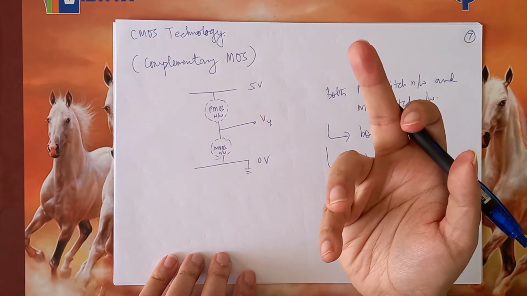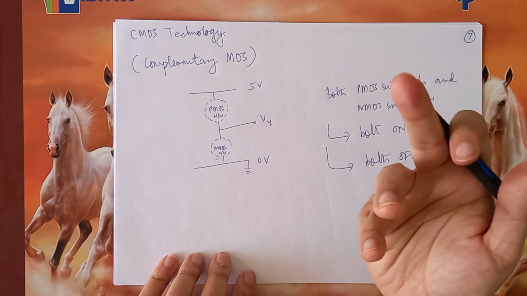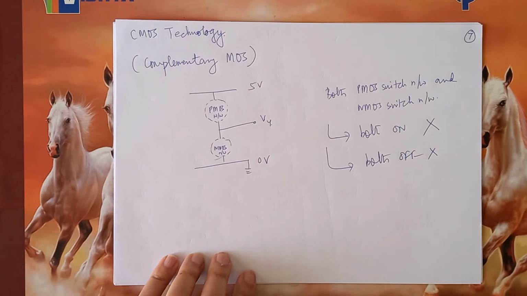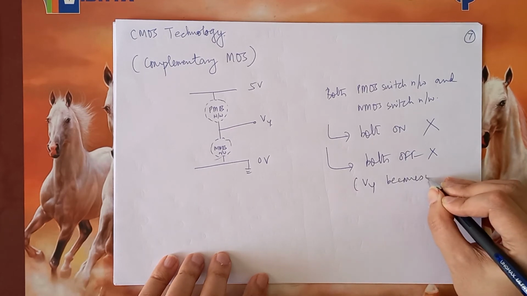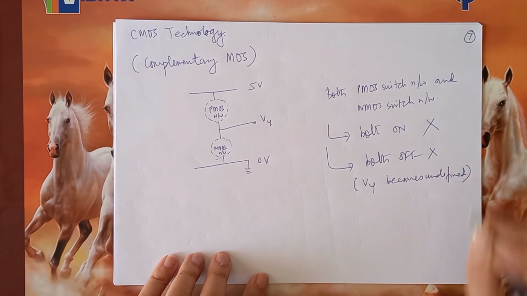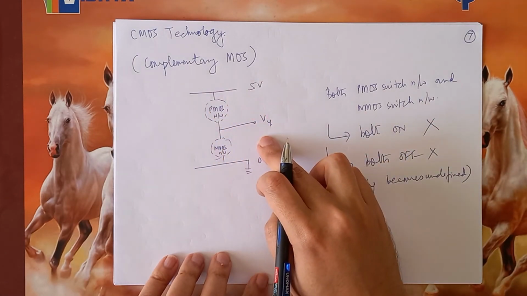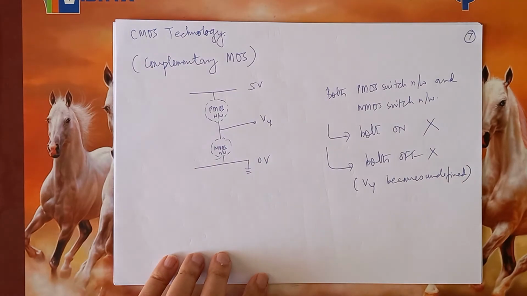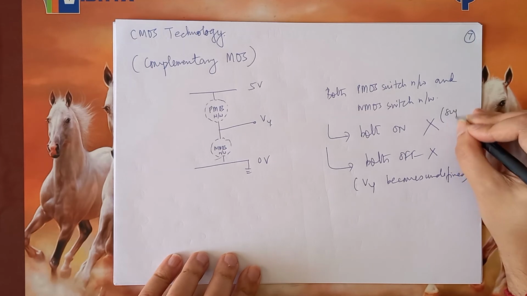Now, if both are off, this Vy would be in an undefined position. There will be no defined voltage at Vy, and that should never happen. So, if both are off, Vy becomes undefined. And if both are on, Vy will become 0, definitely. But the current that is being drawn from the supply would be extremely, extremely high. And that would cause a failure in the power supply itself. So this we call supply failure.